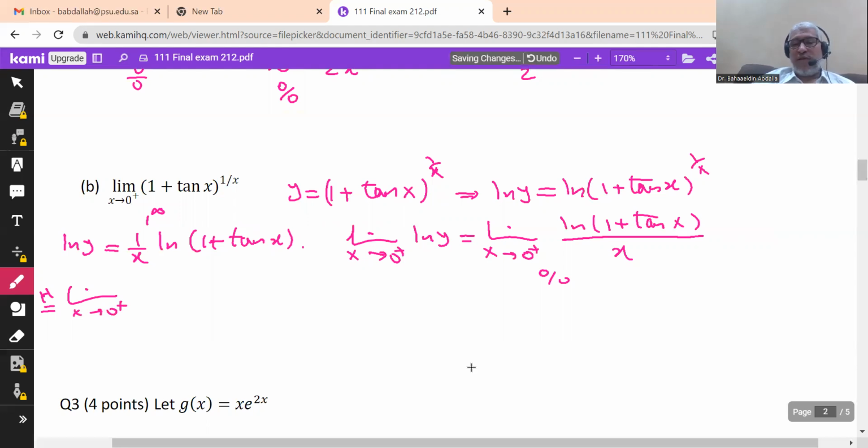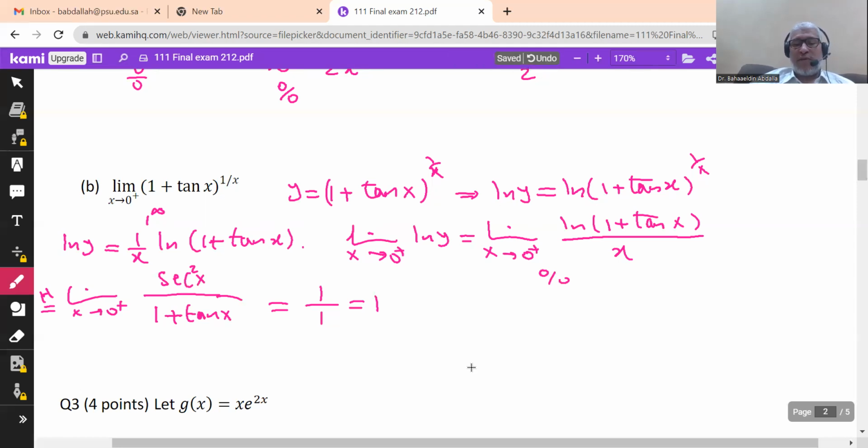Find the derivative. Derivative of x is 1. So find the derivative of the numerator. Derivative of ln is 1 over 1 plus tan x, times the derivative of 1 plus tan x. Derivative of 1 is 0. Derivative of tan x is secant squared x. And now if I replace x by 0, secant 0 is 1, tan 0 is 0. So I have 1 over 1, which is 1. So the limit of ln y is 1.